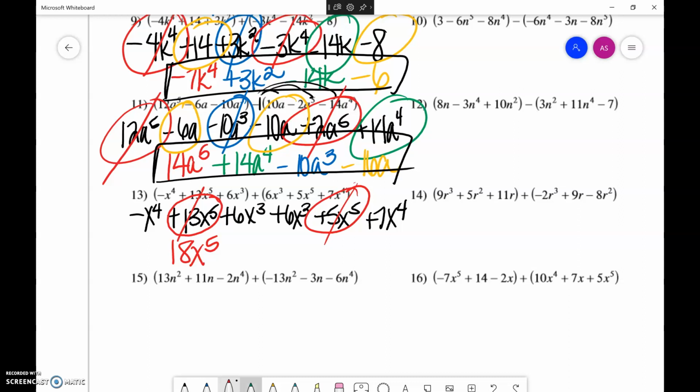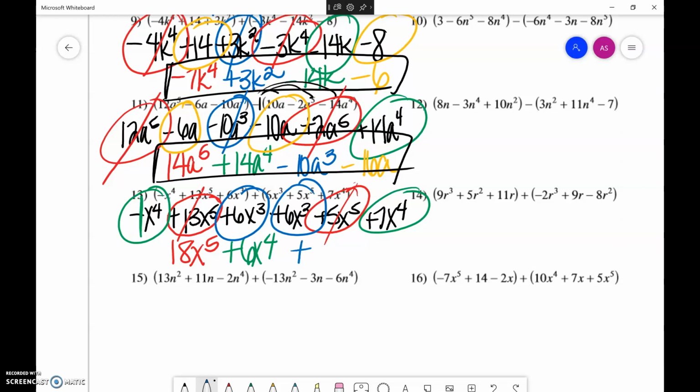Then from there, I have negative x to the 4th and 7x to the 4th. That's going to give me positive 6x to the 4th. Keep in mind, it's an imaginary 1 in front, so I'm looking at 7 minus 1. And then here I have 6x to the 3rd power plus 6x to the 3rd power, and I have 12x to the 3rd power. And that's it.